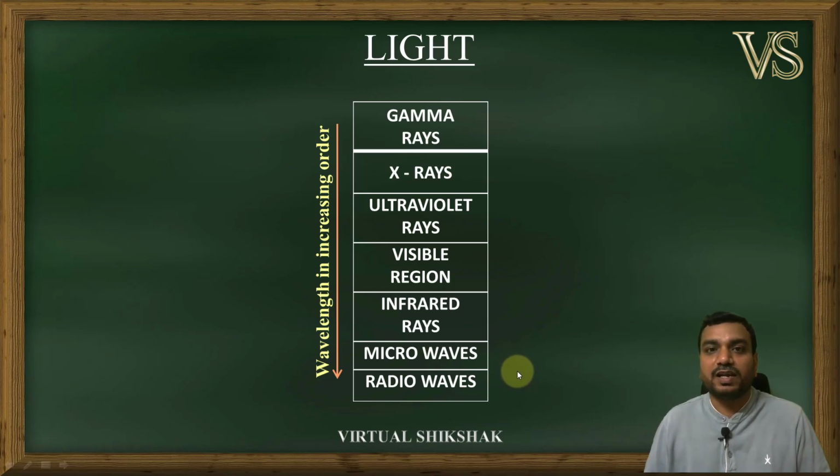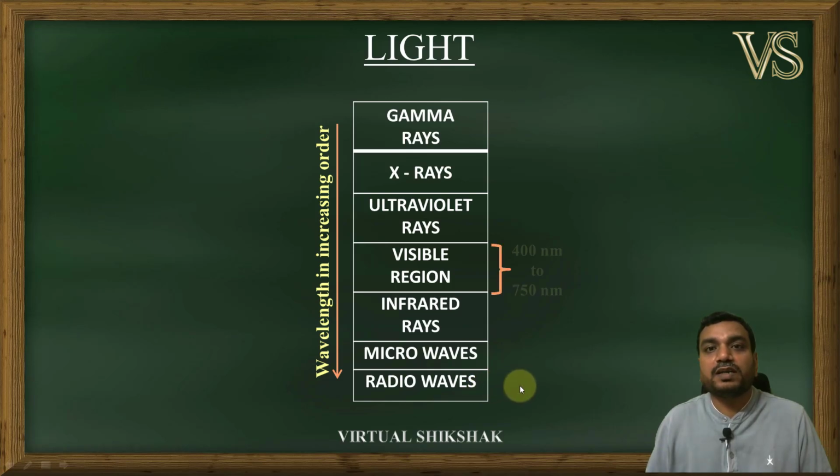We all know about the electromagnetic spectrum. It is nothing but the orderly arrangement of electromagnetic waves according to their wavelength. Here is the visual representation of the electromagnetic spectrum, with gamma rays with lower wavelength at the top and radio waves with higher wavelength at the bottom.